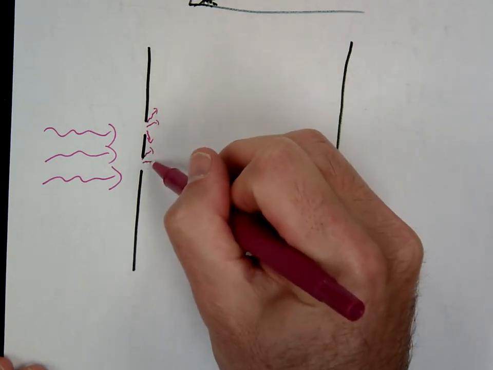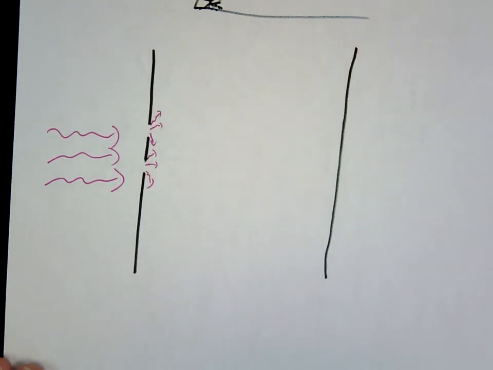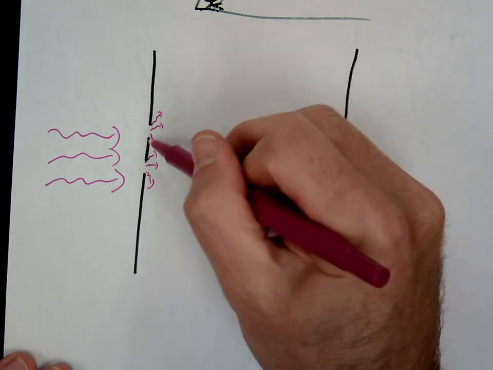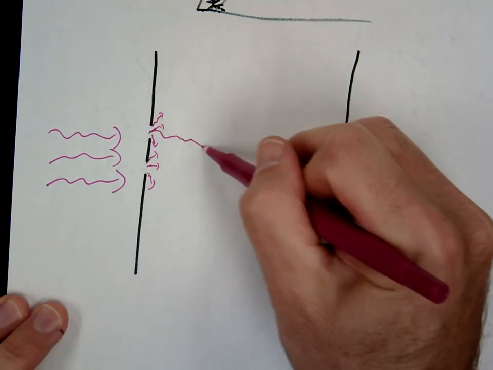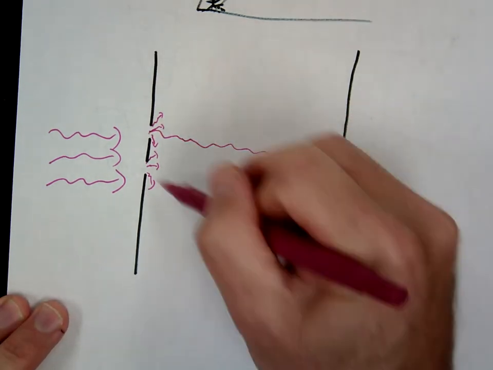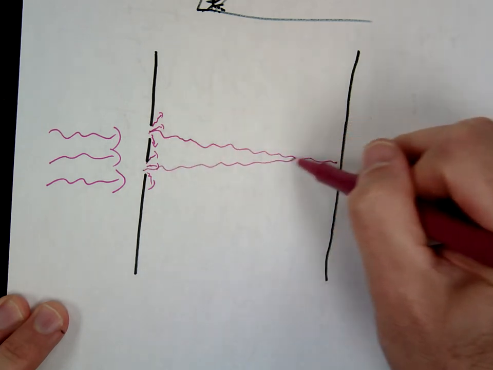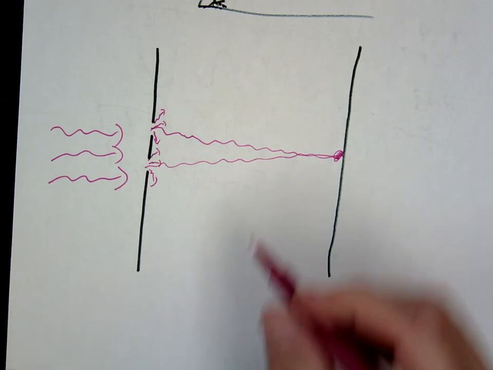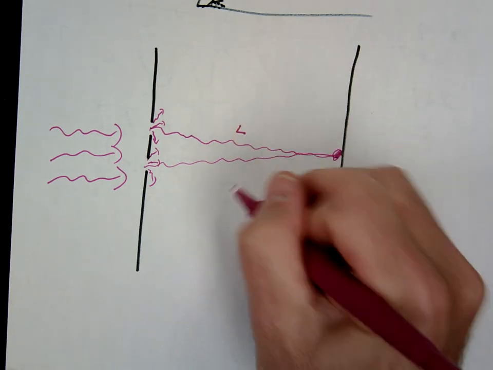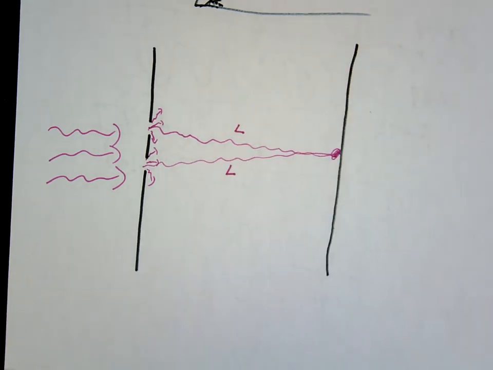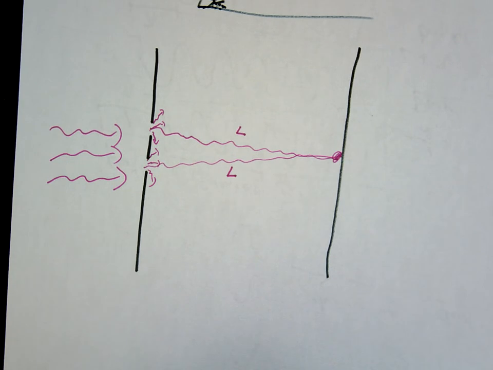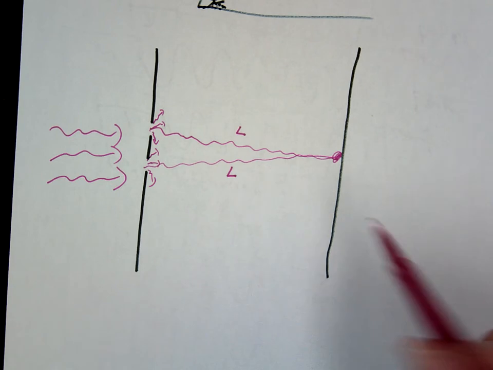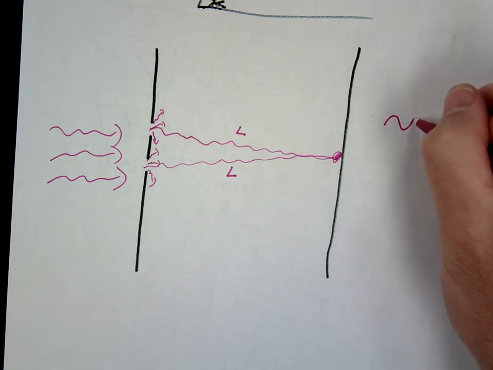And we're just going to look at a few beams of the light and watch what they do. So for instance, I'm going to look at a beam of light that travels right through the middle, right to the middle. In other words, if this distance is L, this distance is also going to be L. So since they're traveling the same distance, what should be true when these two waves come together?